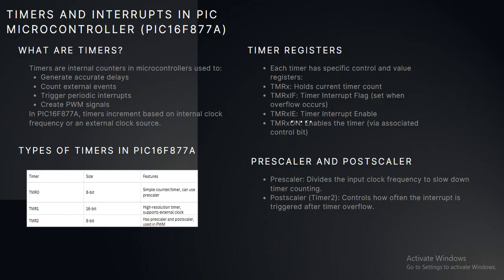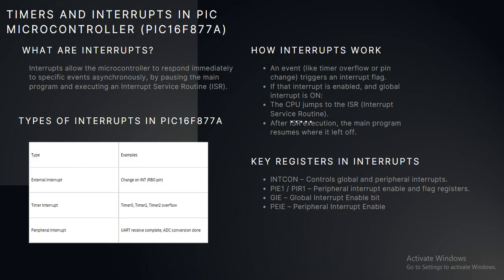Interrupts are, moving on ahead, interrupts allow the microcontroller to respond immediately to specific events asynchronously by pausing the main program and executing an interrupt service routine. So interrupts are like interrupting, okay? And then these interrupts are used to handle events like timer overflow or key presses without constantly polling in the main loop. Okay, so the key registers in interrupts are INTCON, global interrupt enable bit, and peripheral interrupt enable.